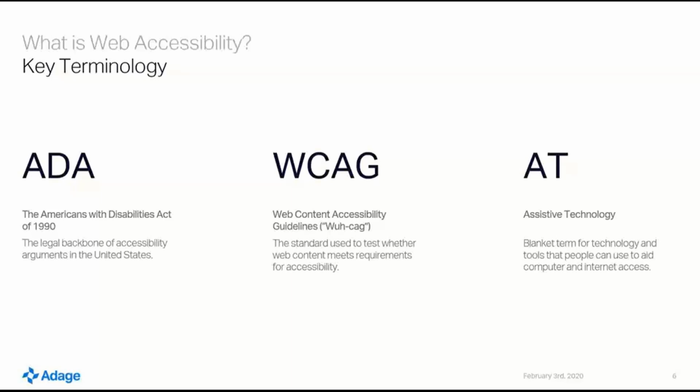And then AT, this is a little less common to hear, but this is the acronym for assistive technology. It's a blanket term for technology and tools that people can use to aid computer and internet access. This includes input devices like keyboards, output devices like braille displays, and assistive software like screen readers.